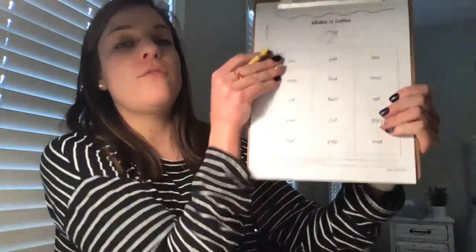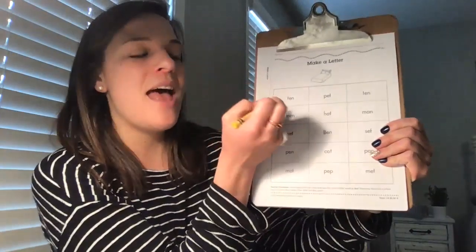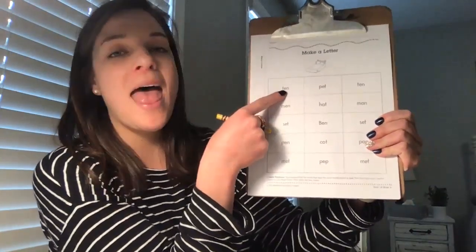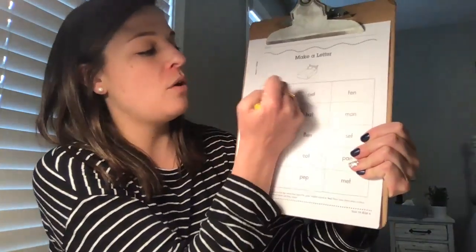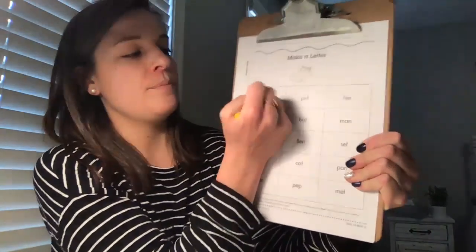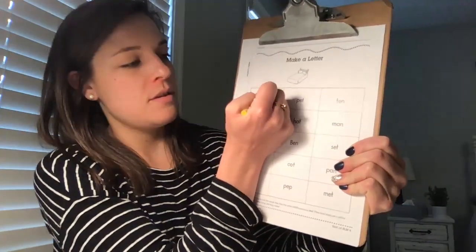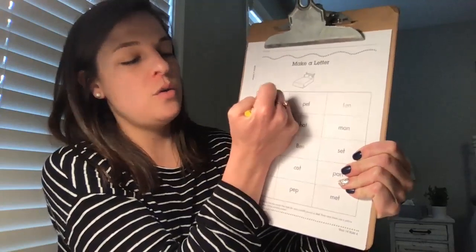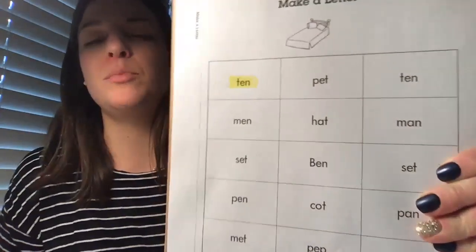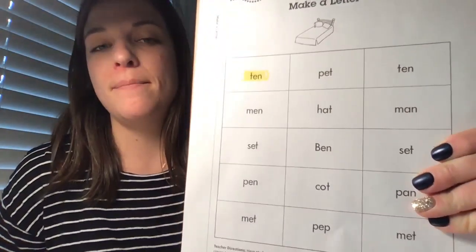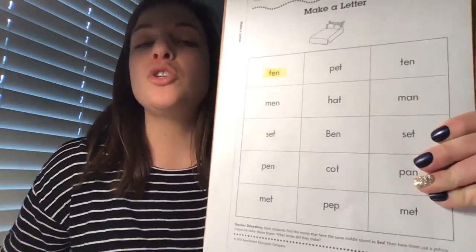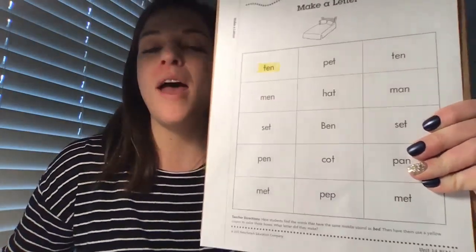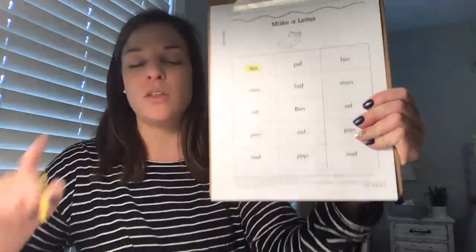I'm going to color the first word I see that has an E in the middle, and that is ten. So I'm going to color that word yellow. You can either color the whole box or just put a box around it and color it. Make sure to leave the other words that do not have an E in the middle blank so that we know you can hear that middle sound.